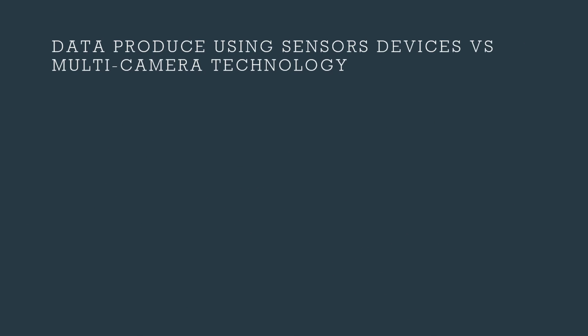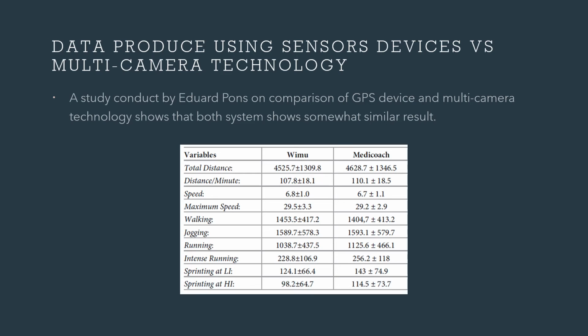So to answer the previous question, let's compare the data produced using sensor device and multi-camera technology. A study was conducted by Edward Pons comparing the data produced by GPS device and multi-camera technology. He used WIMU PRO as the GPS device and the MediaCoach system as the multi-camera technology. From the study, he summarized the data collected into the table shown on the screen. He concluded that there are only small differences in the data read from both sensors.